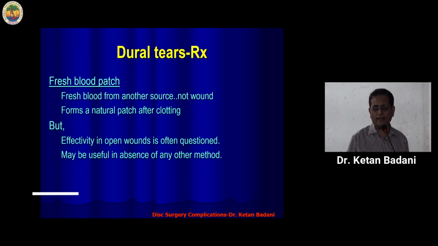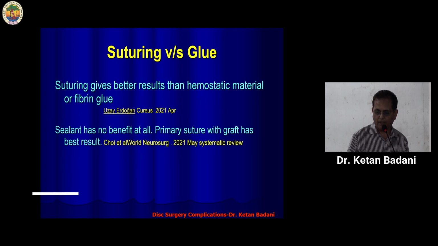Fresh blood patch has often been advised as a method. However, for anesthesia-caused leaks, like lumbar puncture-caused leaks, it is okay because the blood is in a closed space. But in surgery, the blood is in an open space and does not form an effective sealant, and I have not found it very useful. Between suturing and glue, studies have shown that suturing is the best method. Glue can be used as an adjuvant, but it is in no way better than suturing.